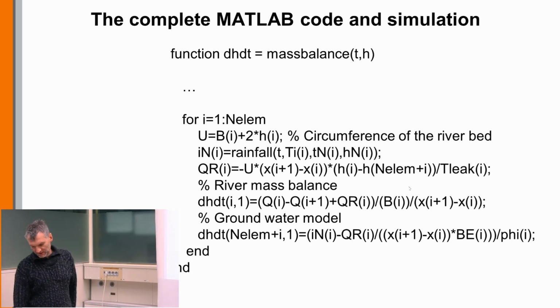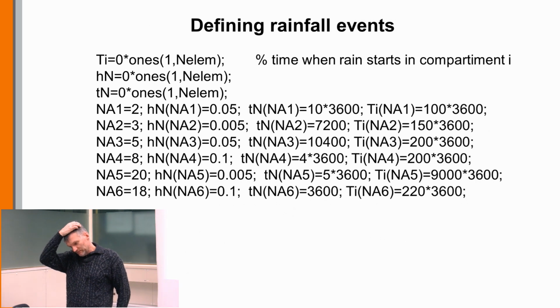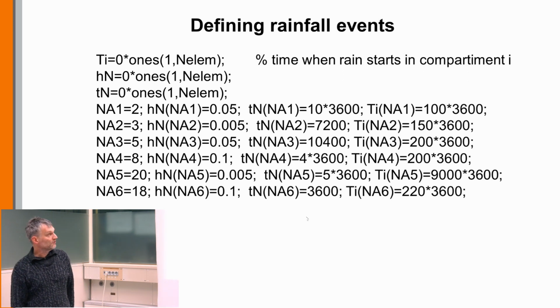Then I define the river mass balance, which is the same mass balance as we had last time, just with a groundwater flow here, or a runoff flow, and the groundwater differential equation, which I had already shown you in this lecture. This is the groundwater. So this is going from i equal to 1 to n element, and this is going from n element plus i, so it's the next part of our solution array. Yes, rainfall will be defined the same as in our last lecture on the block rain model.